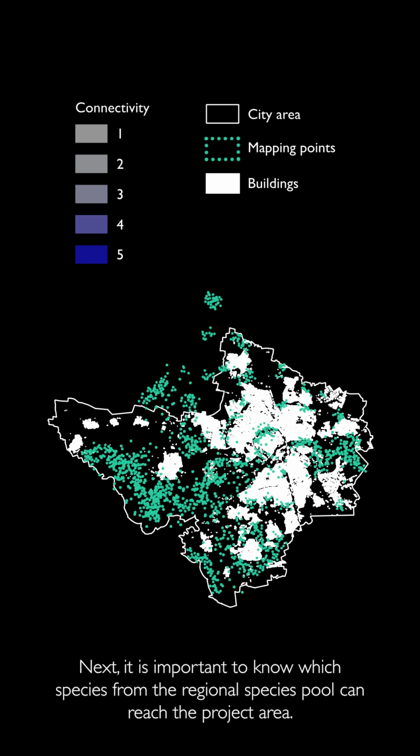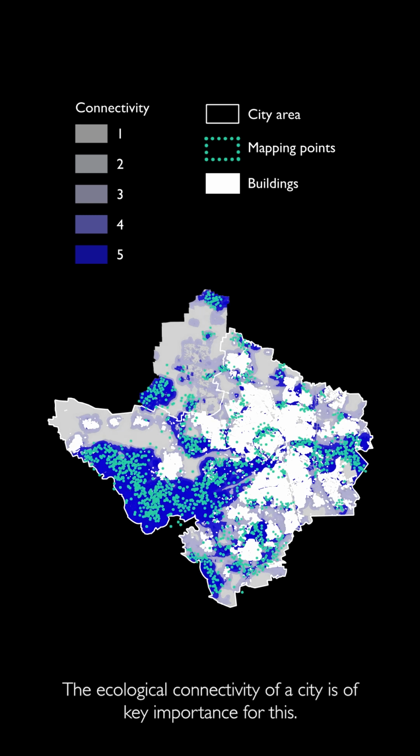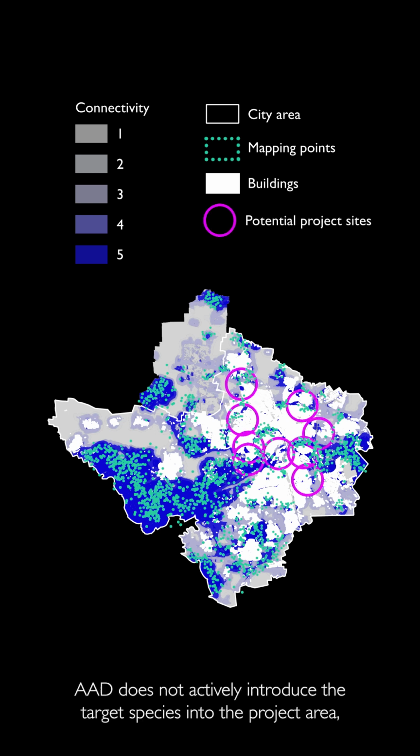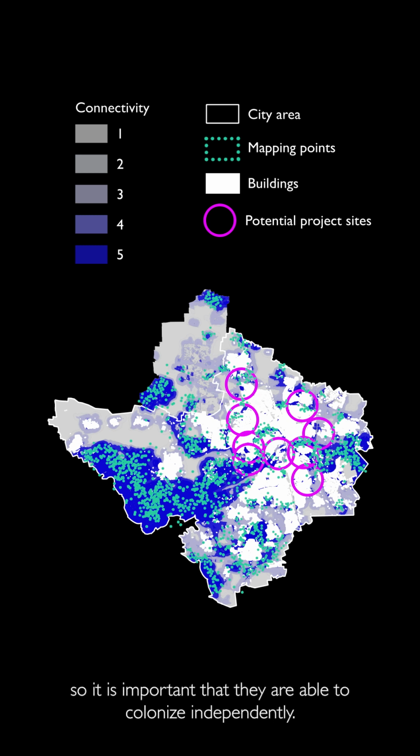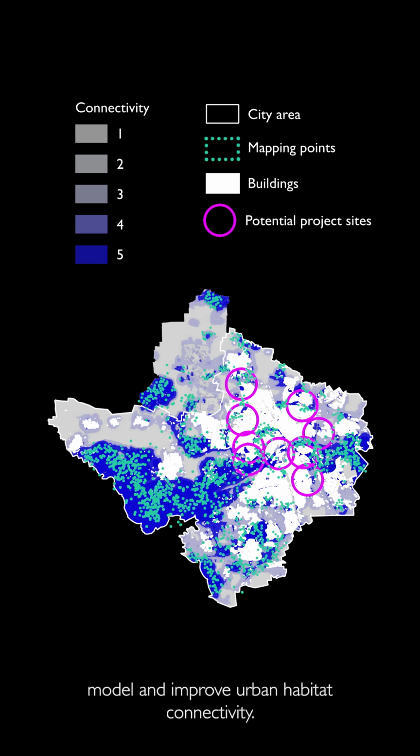Next, it is important to know which species from the regional species pool can reach the project area. The ecological connectivity of a city is of key importance for this. AAD does not actively introduce the target species into the project area. So it is important that they are able to colonize independently. We are developing new tools to measure, model, and improve urban habitat connectivity.